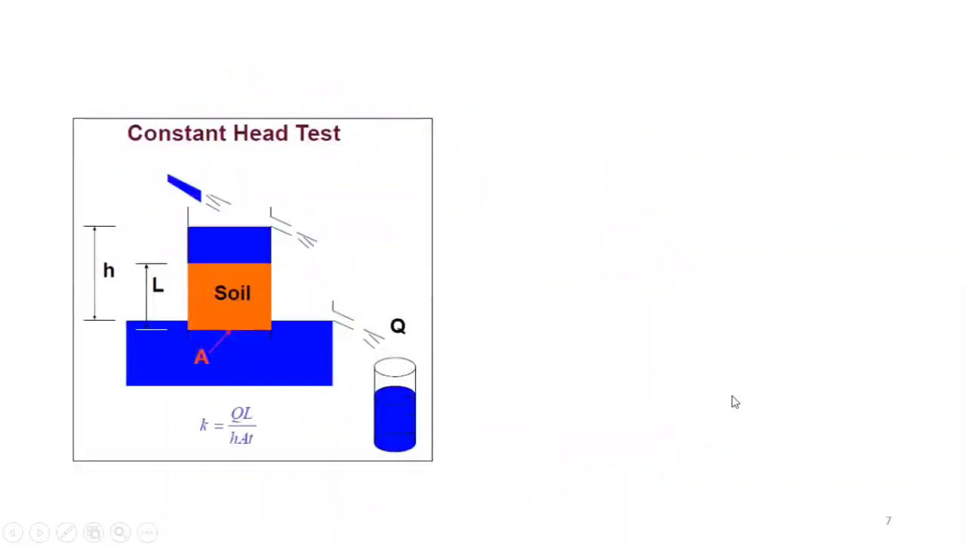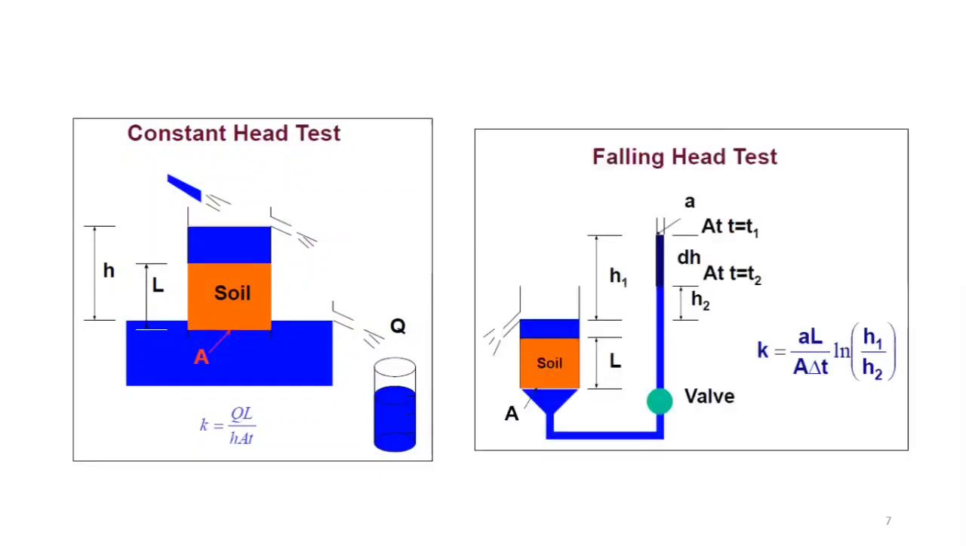Okay, just to recall some of the tests which you did at your undergrad level regarding permeability tests. For example, you have the constant head test and the falling head test. If you can recall, the constant head test is normally done for soils with relatively high permeability, and falling head tests are normally done on soils with very low permeabilities like silts and clays.